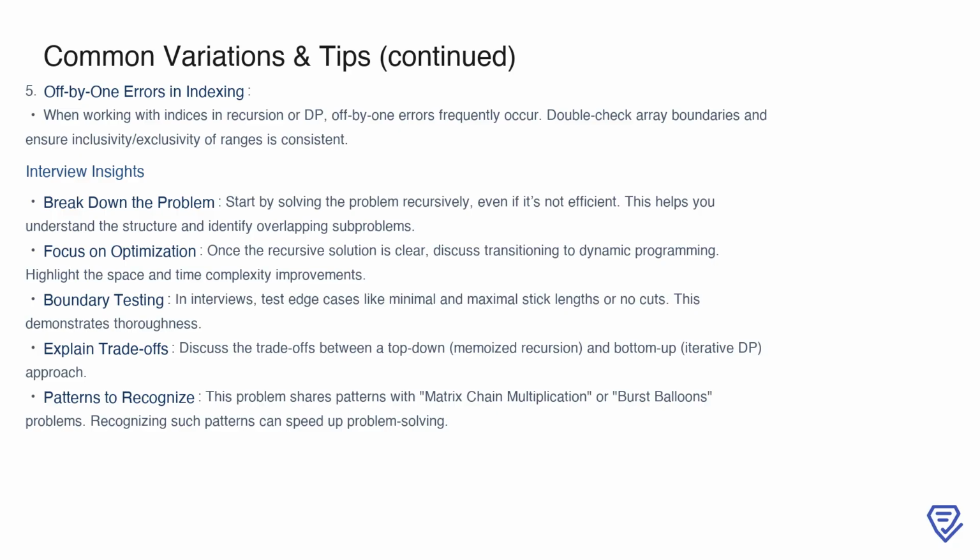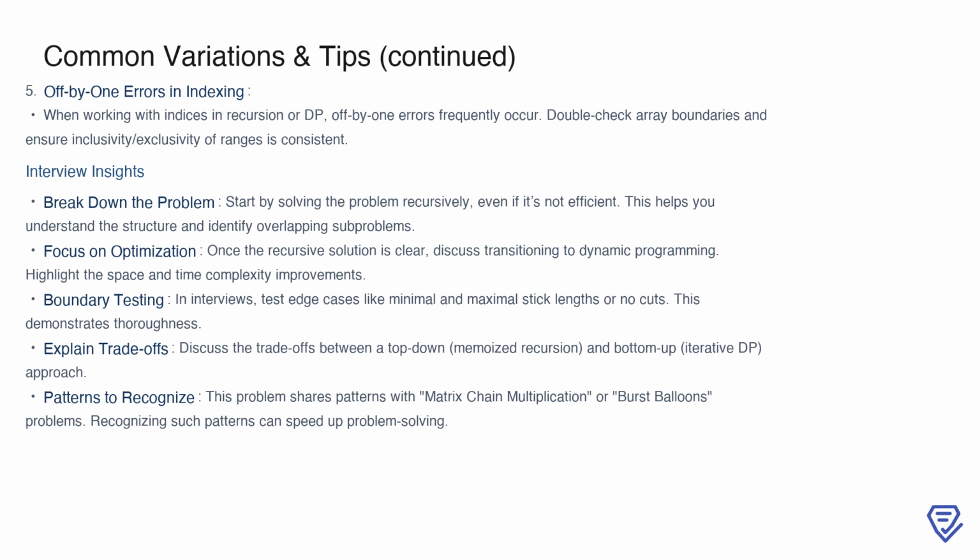Now, in interviews, it's helpful to start by breaking down the problem into a recursive solution, even if it isn't efficient. This helps you understand the problem structure and identify overlapping subproblems, which is crucial for optimization. Once you have the recursive logic, focus on transitioning to a dynamic programming approach to improve both time and space complexity. Additionally, always test edge cases, like the smallest and largest stick lengths or scenarios with no cuts, to demonstrate thoroughness in your solution. It's also valuable to explain trade-offs during the interview, such as the differences between top-down recursion with memoization and bottom-up iterative DP.